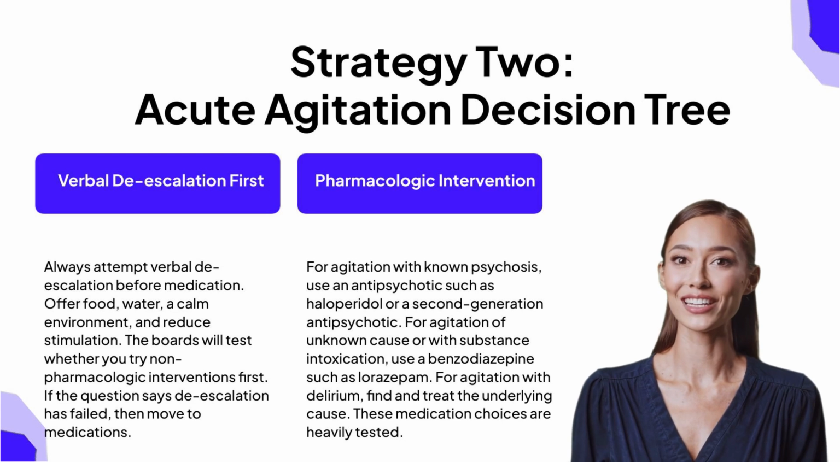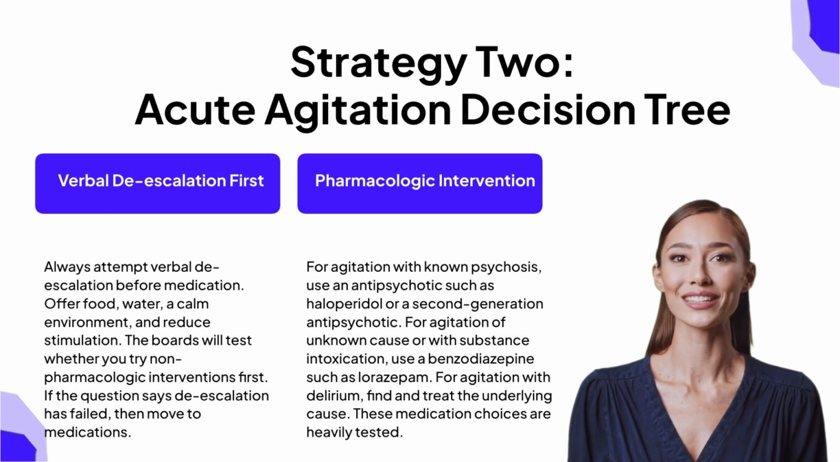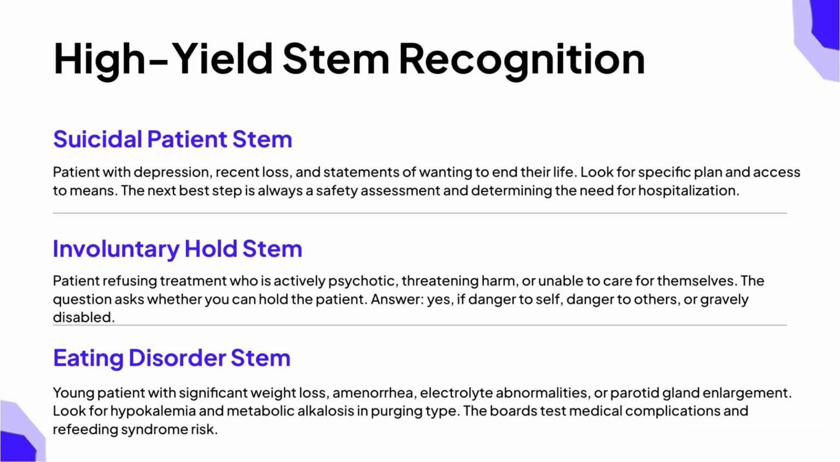Neurosyphilis is special because it can happen at any stage and classically presents with Argyll-Robertson pupils, which accommodate but do not react to light. These are board favorites. Now let us go through high-yield stem recognition.